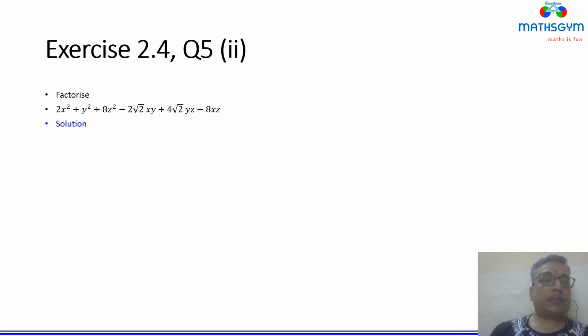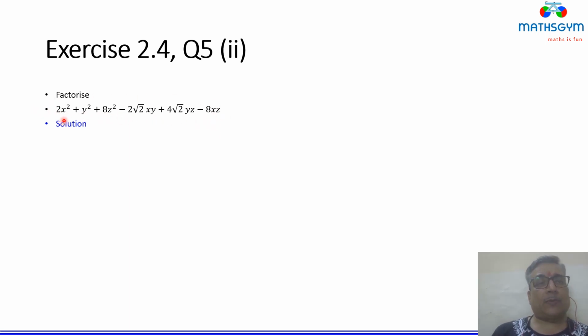The question is from our NCERT textbook, exercise 2.5, question number 5, part 2. Factorize 2x square plus y square plus 8z square minus 2 root 2 xy plus 4 root 2 yz minus 8xz. Now we need to factorize this, and if you look at it, there is no splitting of the formula which we can apply.